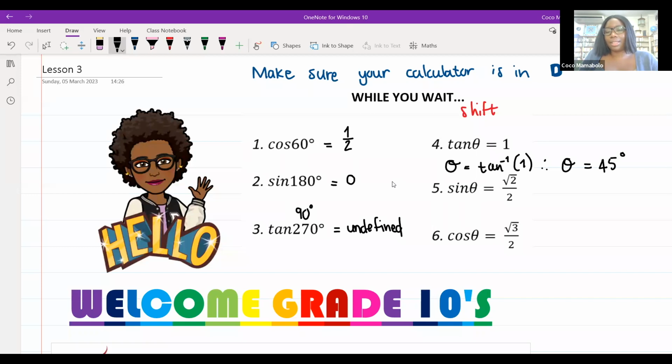Okay, excellent. Now, if we look at sine theta equals square root of 2 over 2, I'm going to do the same thing. I'm going to click shift and then sine. So when I write it down in my book, I'm going to go theta is equal to arcsine of the square root of 2 over 2, right? And therefore, my theta will also be equal to 45 degrees, okay? So I'm choosing these easy ones on purpose because we're going to be using them very soon. Okay, yes, Shaden.